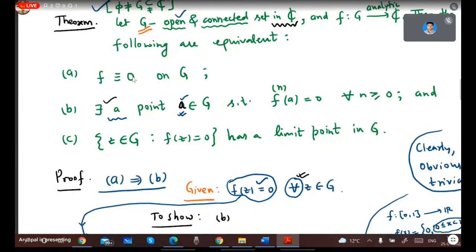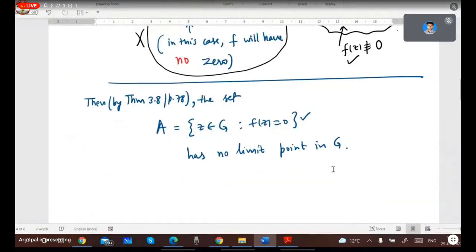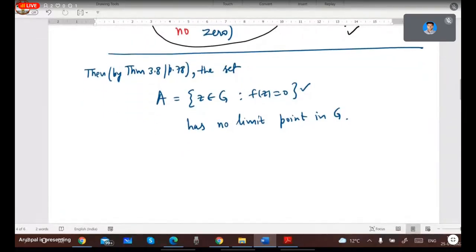If f is identically 0, then this set is nothing but set A. This must have a limit point, but in our case f is not identically 0, so it means this can't have a limit point in G. Is this okay? So I am using this theorem. Is this okay, class? Yes, sir. So class, if A has no limit point in G, it means what, class?